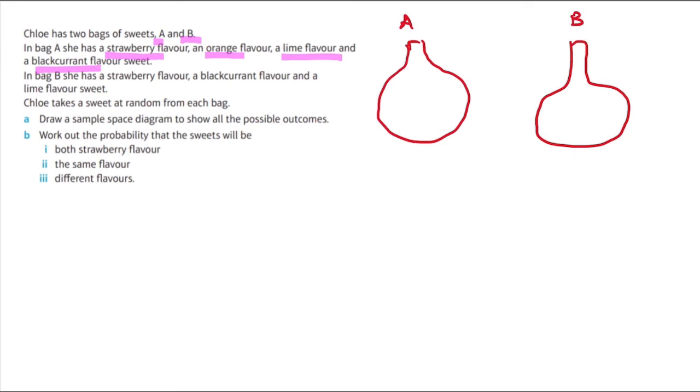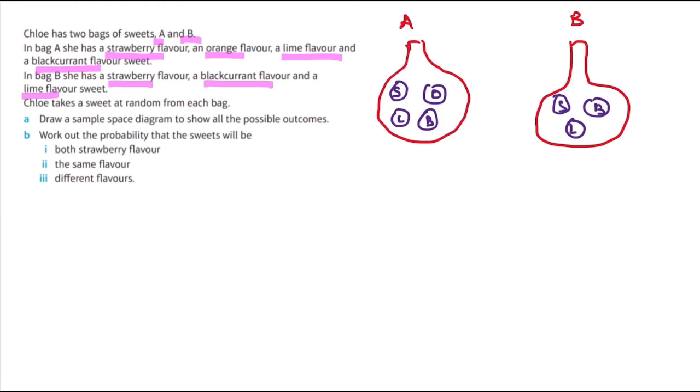So I'm going to write down what flavors we are having in bag A. So it's a strawberry flavor, which I'm taking as S. Then there's an orange flavor, which is O. Lime is L, and blackcurrant is B. So we have got 4 different flavors in bag A. Let's read the next piece of information. In bag B, there's a strawberry, blackcurrant, and a lime flavor. So I'm going to have 3 flavors in bag B. So strawberry, the next is blackcurrant, and the third one is the lime flavor.